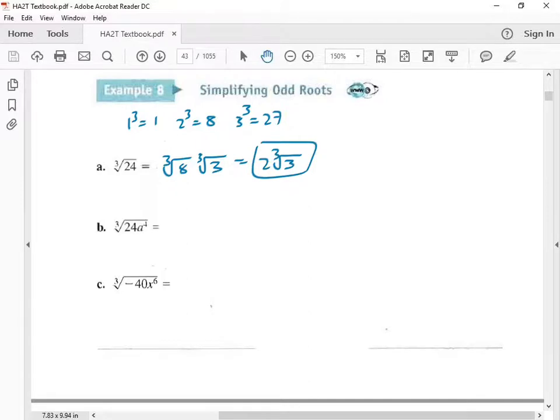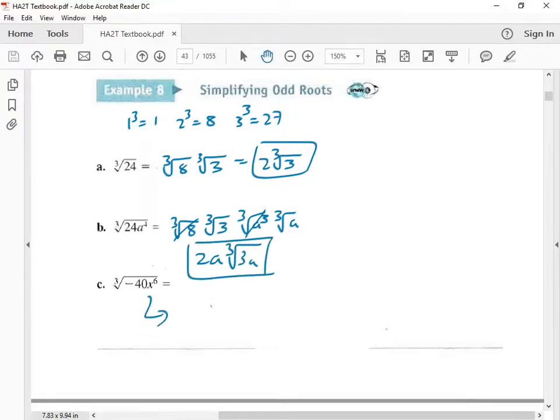Very good. Okay, the next one. We have a third root again. Hey, we have another 24. We already know this 24. We have the third root of 8, and we have the third root of 3. Now what about that a to the fourth? No problem. We have the third root of a to the third, and then we have the third root of a. This and this are going to simplify to be 2 and then a, because we have an odd root and an odd exponent. We don't have to do the absolute value thing. Then we have the third root of 3 and then a. Bam.